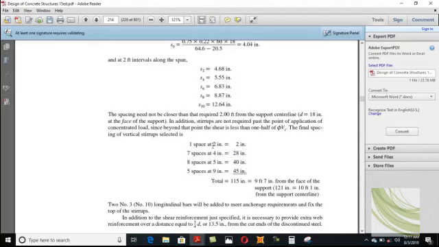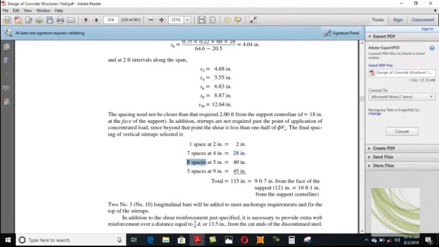The first stirrup will be provided at a distance of 2 inch from the face of the support. Okay, then they select 4 inch center to center. 7 stirrups are placed for a distance of 28 inches. So the total distance is 30 inches.